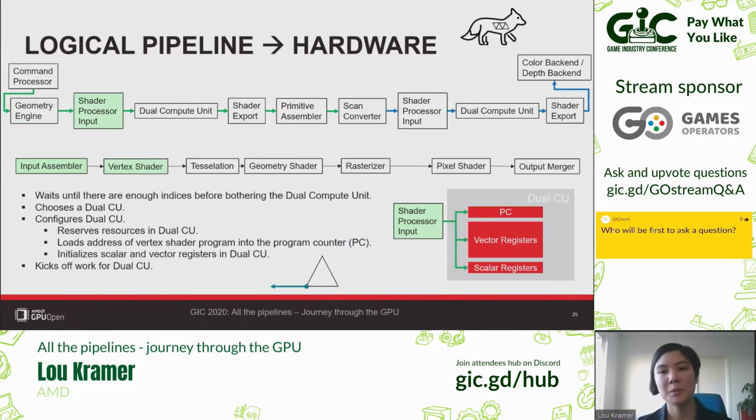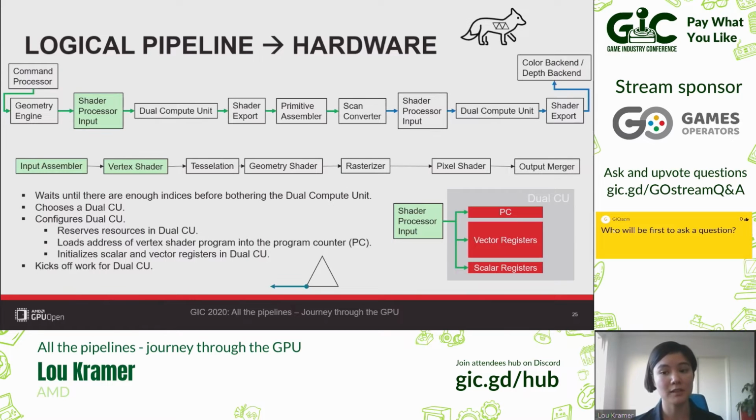Then the shader processor input is somewhere in between the input assembler and the vertex shader because it retrieves all the vertices from the geometry engine and then starts the work on the dual compute unit. So what the shader processor input does, it waits for all the vertices to arrive. Then it chooses an available dual compute unit. It also configures the dual compute unit. So it reserves the resources, so all the registers needed. It also sets the program counter on top of your vertex shader program.